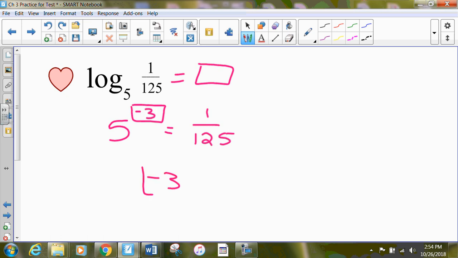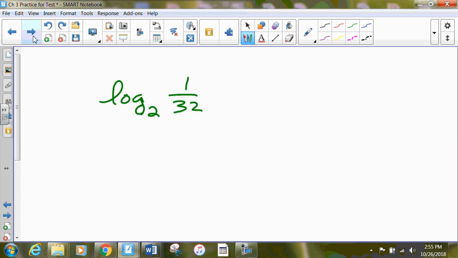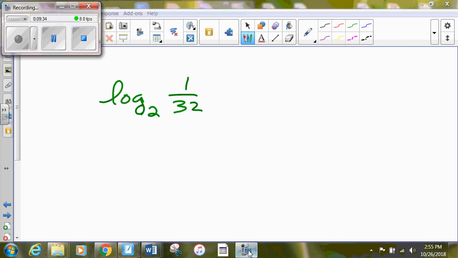Now, you can certainly go about this a little bit differently. I was working from the 5 and going this way. You could always take the 1 over 125 and try to rewrite it. And then remember that the exponent is our answer. All right, so go ahead and write this next one down and pause it and come back and see if you can get the same answer that I am getting.